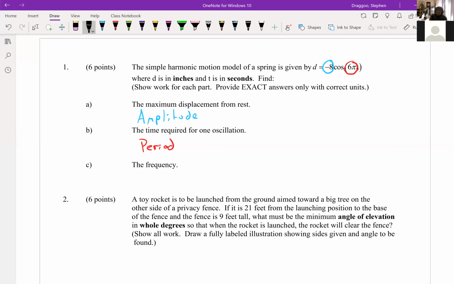So the amplitude will be the absolute value of negative 8, which comes out to 8, and that's measured in inches. And then the period we know is 2 pi over b, which in this case is 6 pi. So that is 1/3 of a second.